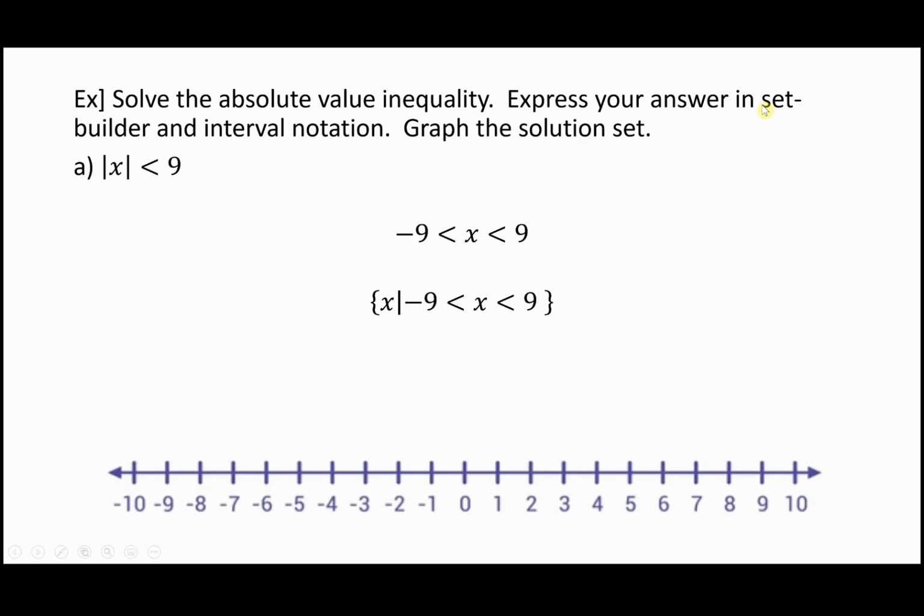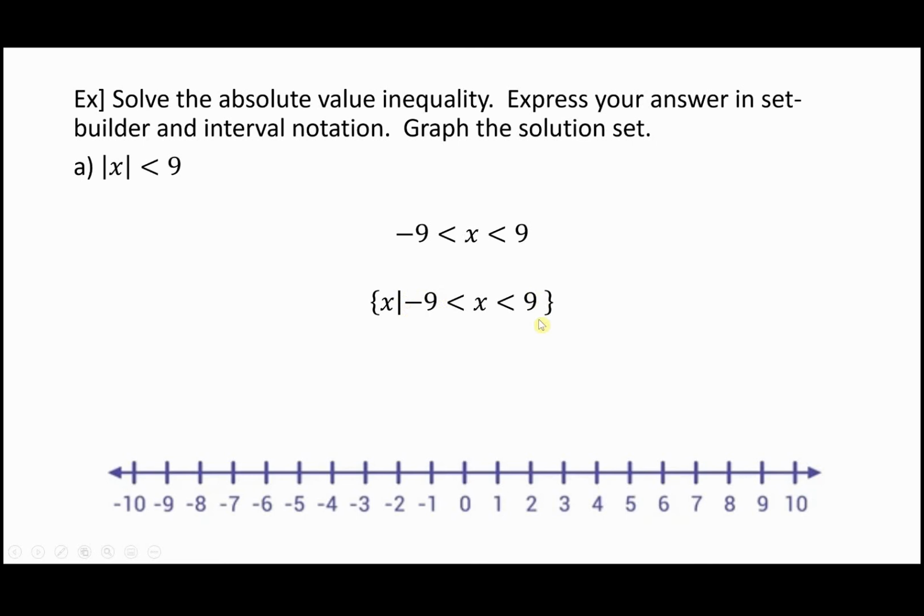This second thing right here, express your answer in set builder notation, check. We're going to hold off on interval notation for a moment. What I want to do next is actually graph the solution set, okay? So I'm going to use the solution, and, you know, as it appears in the set builder notation as well. I guess this is where I'm going to focus.